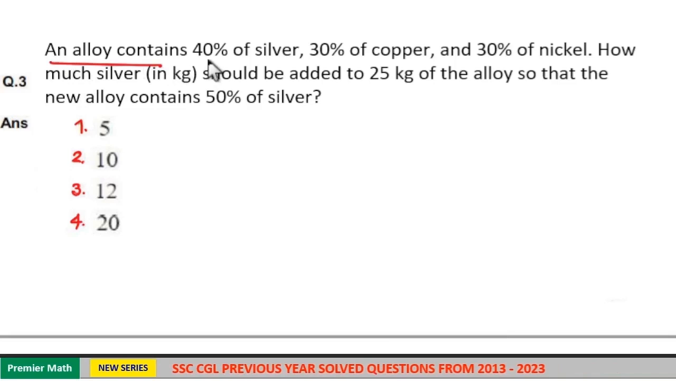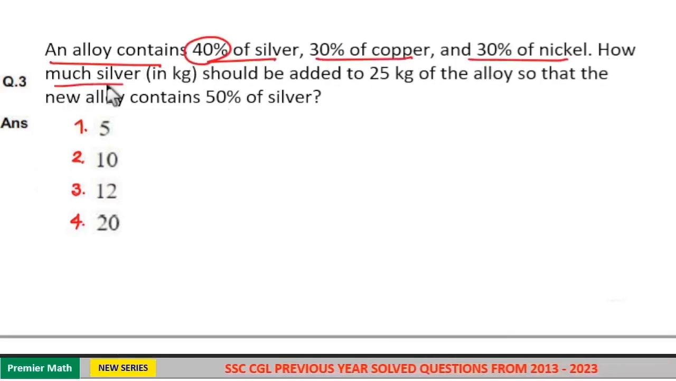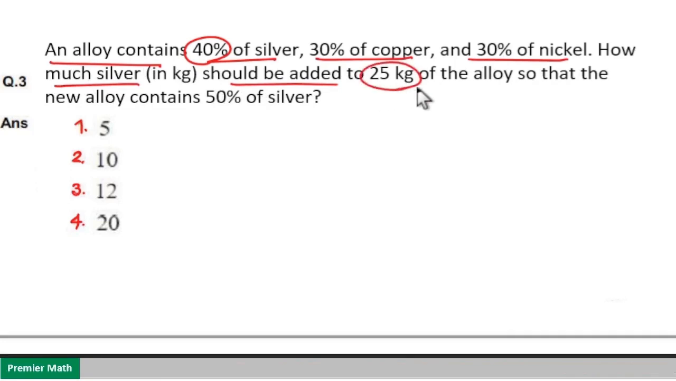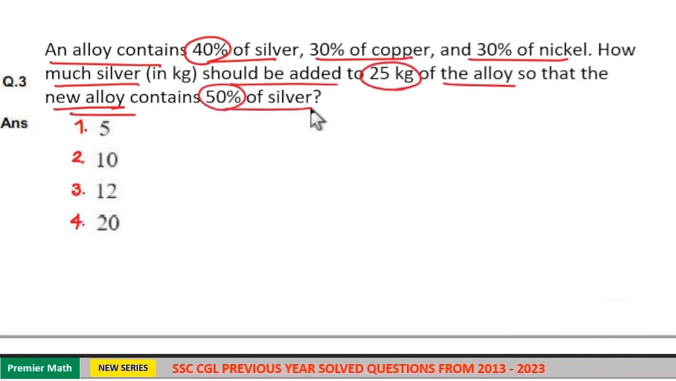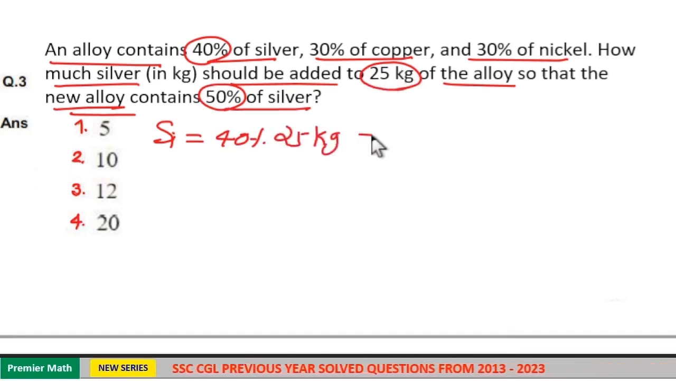An alloy contains 40% silver, 30% copper, 30% nickel. How much silver should be added to 25 kg of the alloy so that the new alloy contains 50% silver? Here, initially the silver amount in this alloy is 40% of the total alloy weight, which is 25 kg. So 10% of 25 is 2.5, and 2.5 into 4 is 10 kg.